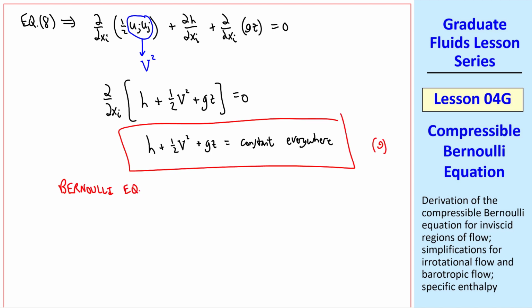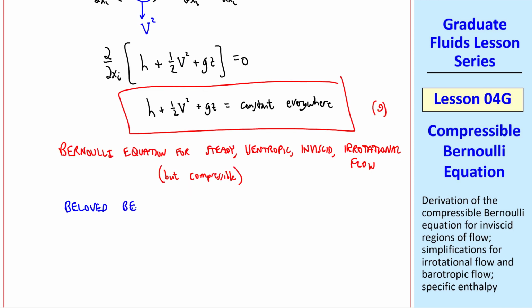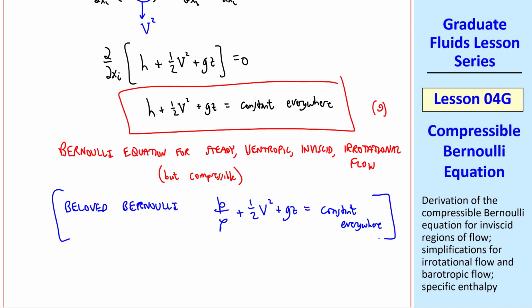This is the Bernoulli equation for steady, isentropic, inviscid, irrotational flow, but compressible. Compared to the beloved Bernoulli equation, we see that it looks very similar, but with P over rho in place of h. Note that specific enthalpy h includes this P over rho term, but it also includes specific internal energy, which must be included when we're talking about compressible flow.